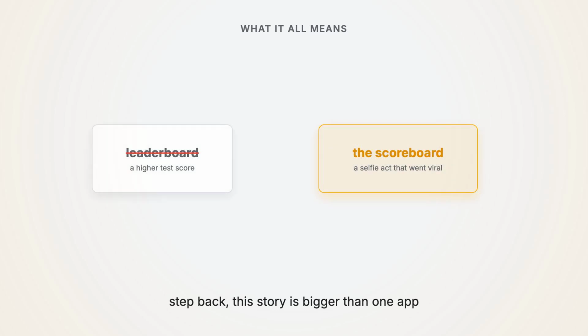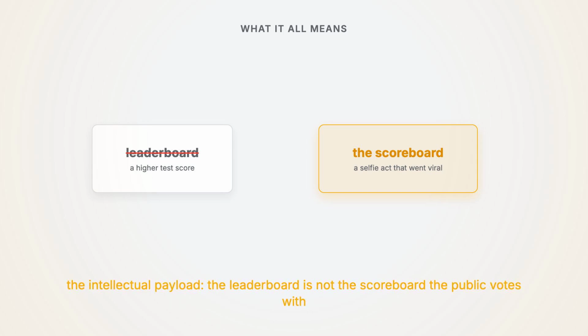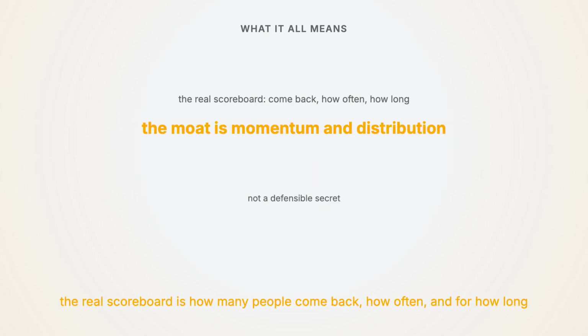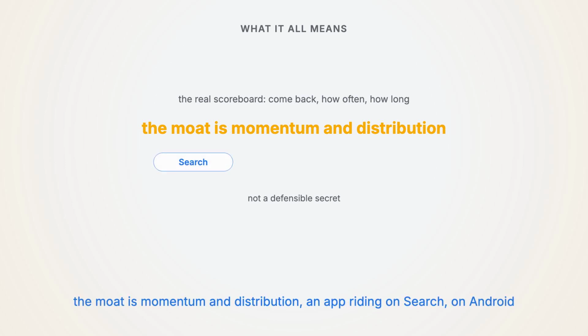So step back, because this story is bigger than one app. The intellectual payload is this. The leaderboard is not the scoreboard the public votes with. Google's runner-up assistant did not close ground with a higher test score. It closed ground when a creative act you do to your own selfie went viral. In consumer AI, the real scoreboard is how many people come back, how often and for how long, and the moat is momentum and distribution.